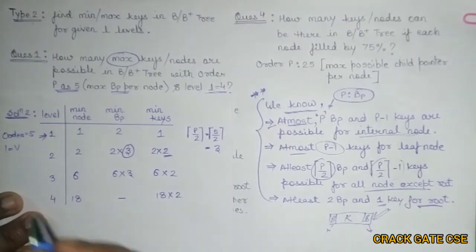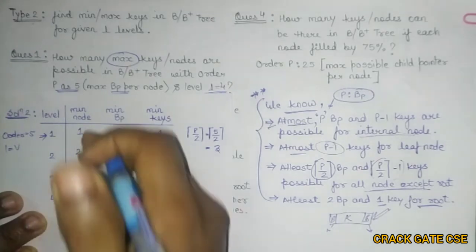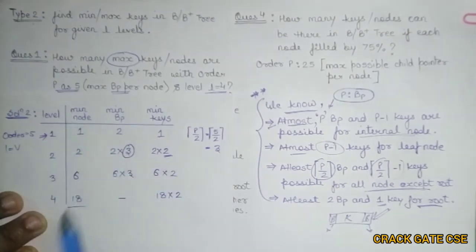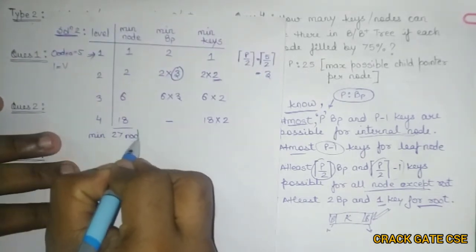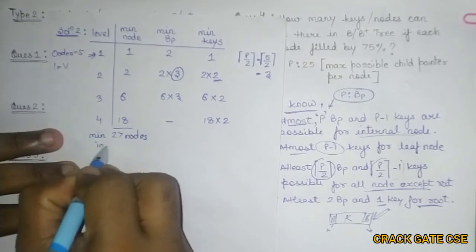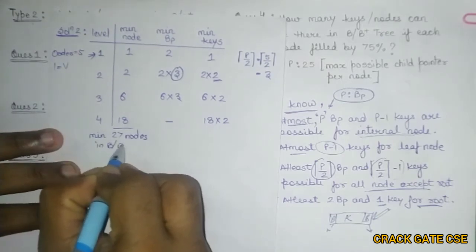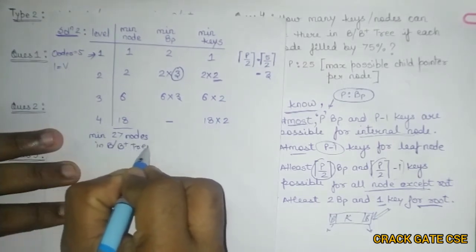So now if you have to find out the minimum node possible in B or B plus tree, it would be sum of all these. What is the sum of all these? 27, I think. So minimum 27 nodes are possible in B or B plus tree.